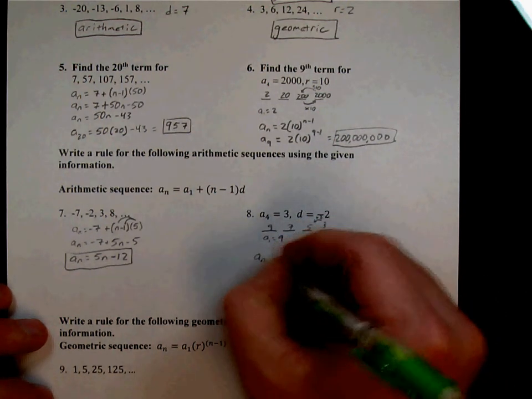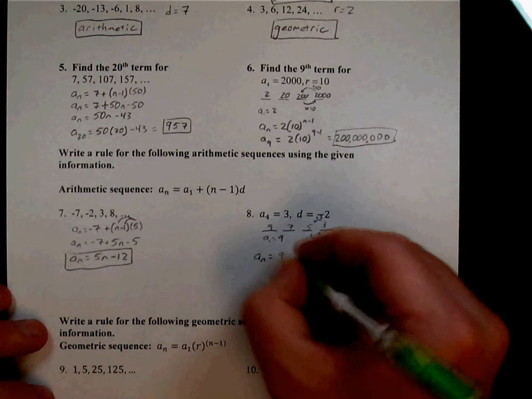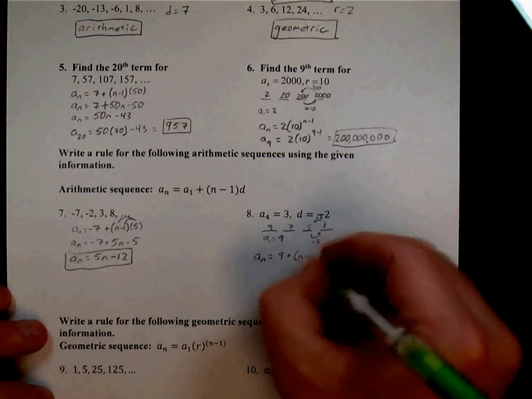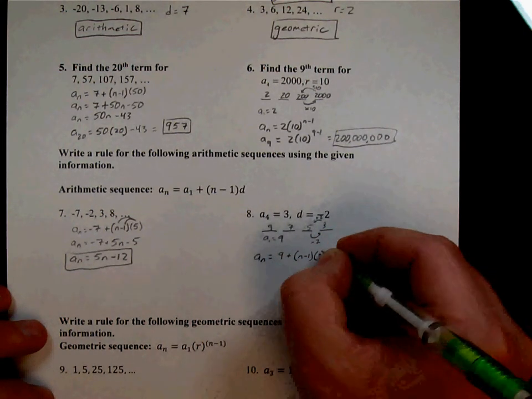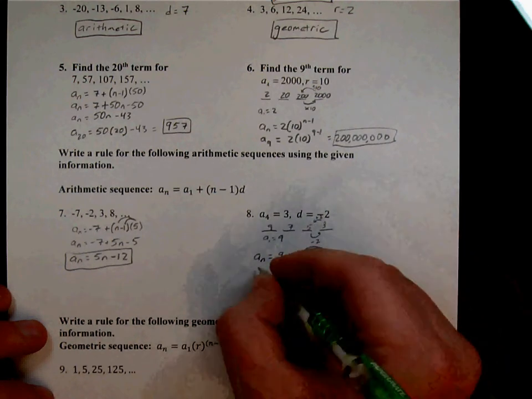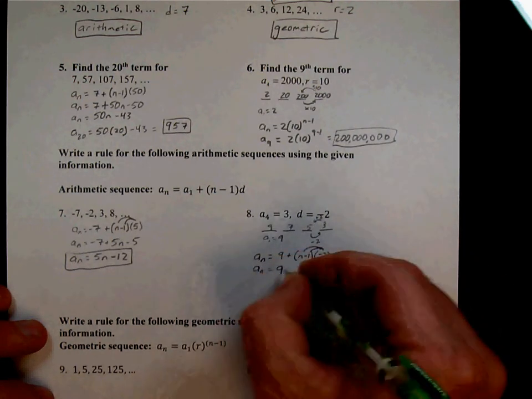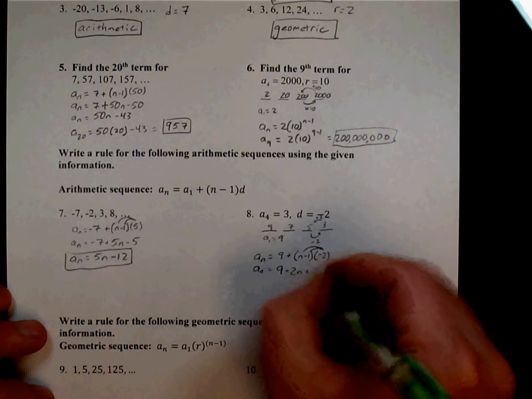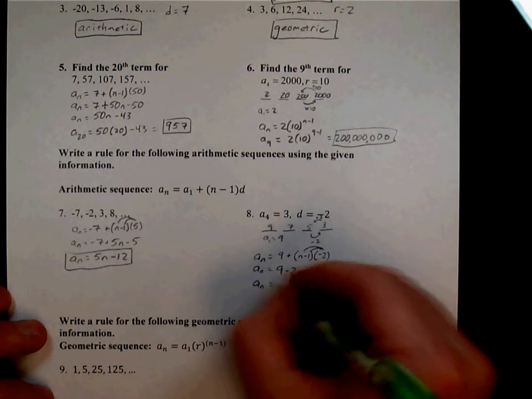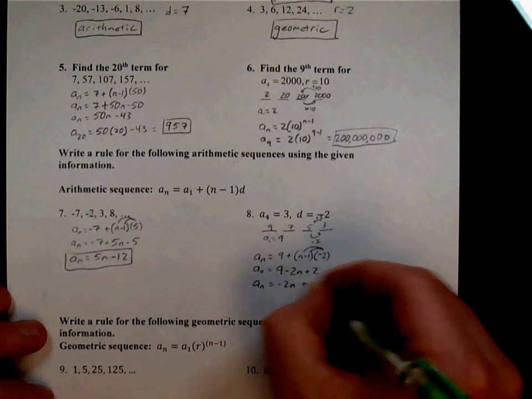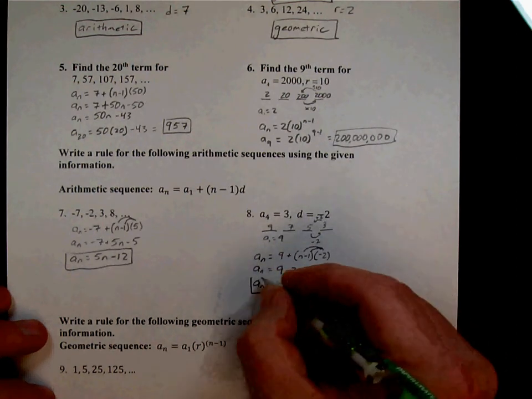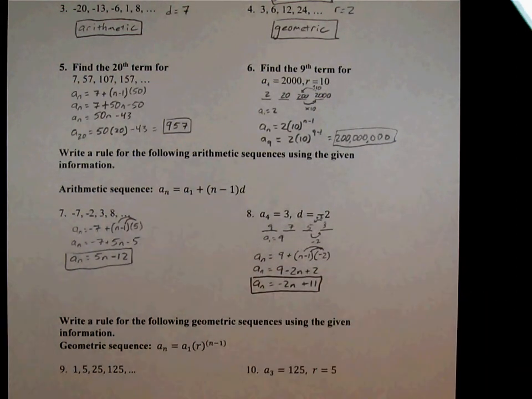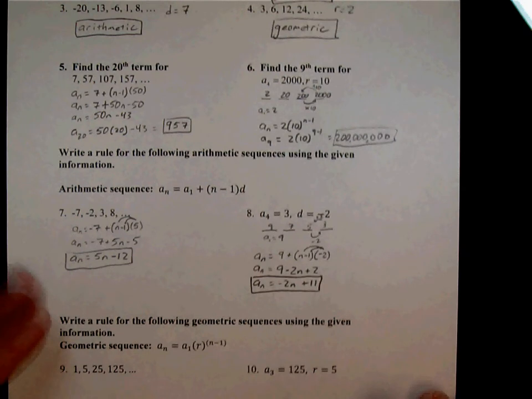So now a sub n equals my first term 9 plus n minus 1 times d, which is negative 2. I have to distribute that negative 2. So minus 2n plus 2. Combine the like terms. Negative 2n plus 11.